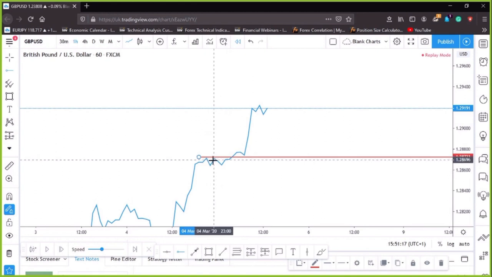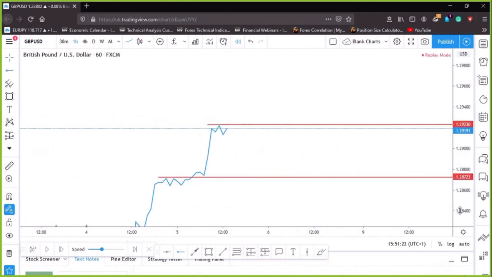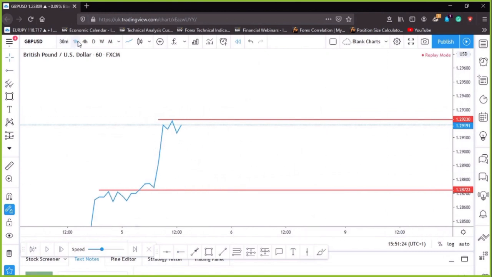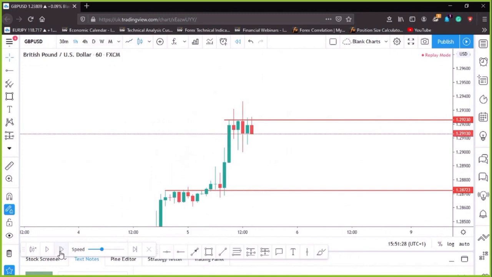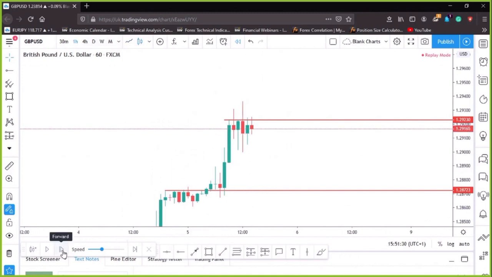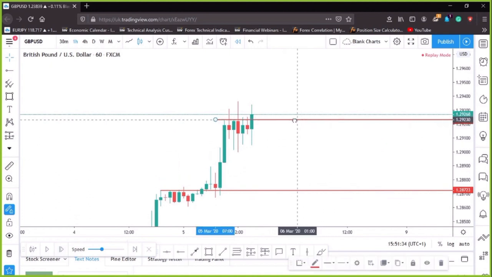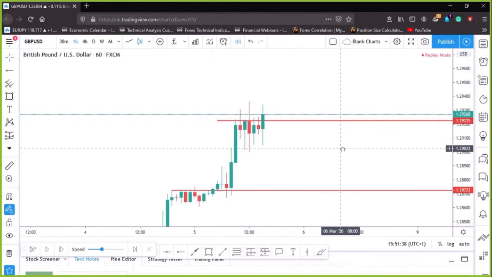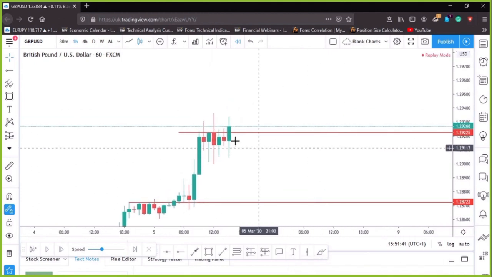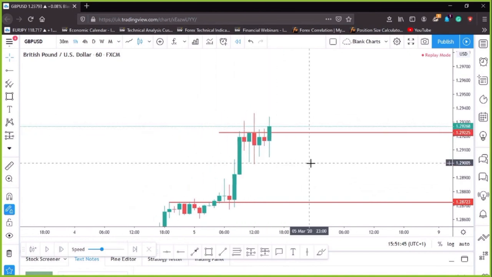Okay, these little triangles. We got another one here, so let's see what happens here, whether we get a pullback or not and whether we break this level. Look, we're still holding. There we go. Okay, so I need to adjust this, remember, because of the bars. All right, so we noticed that, and then we got this candle that has just pushed up and broke.